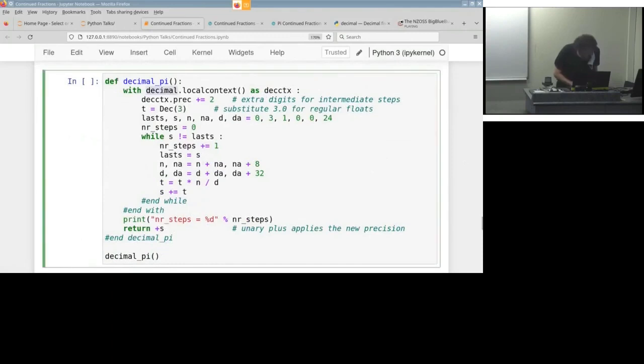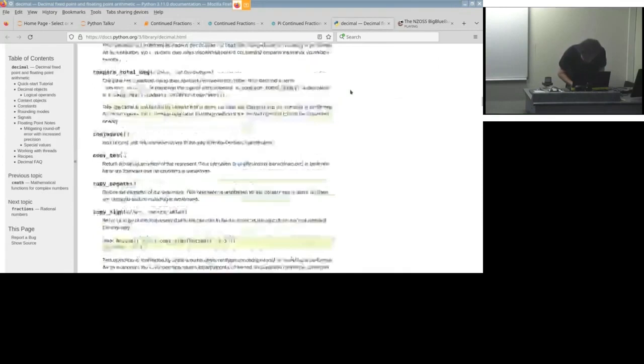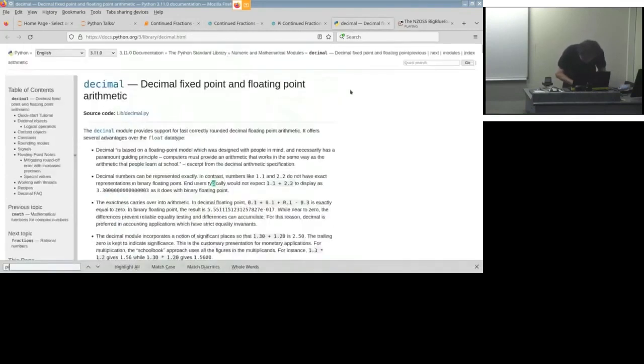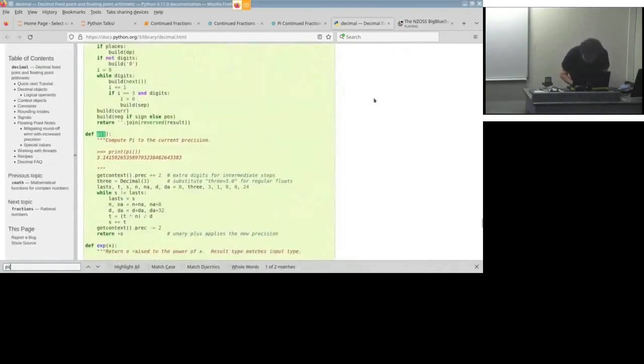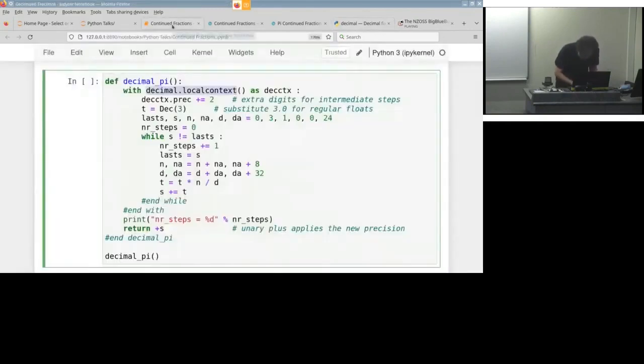Okay, here's some fun. There is a thing called a context. In the decimal module, the context defines the global settings for all decimal computations. So I'll show you what they did in here. Where's the pi function? Here's the pi function. What they do is temporarily increase the precision by 2 and then decrement it by 2. A context can be a context manager, but they don't use it in their own example. So you see, I did. I create a new context.